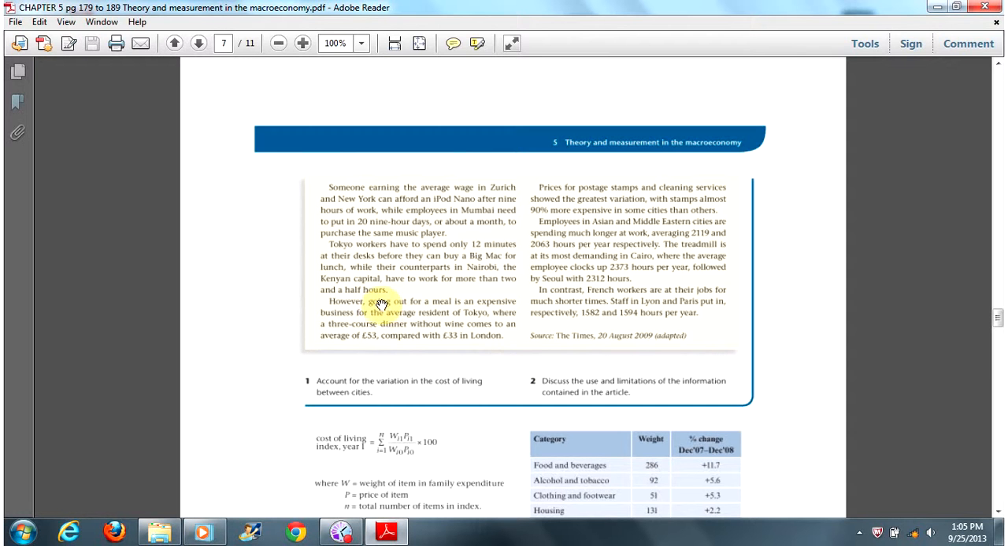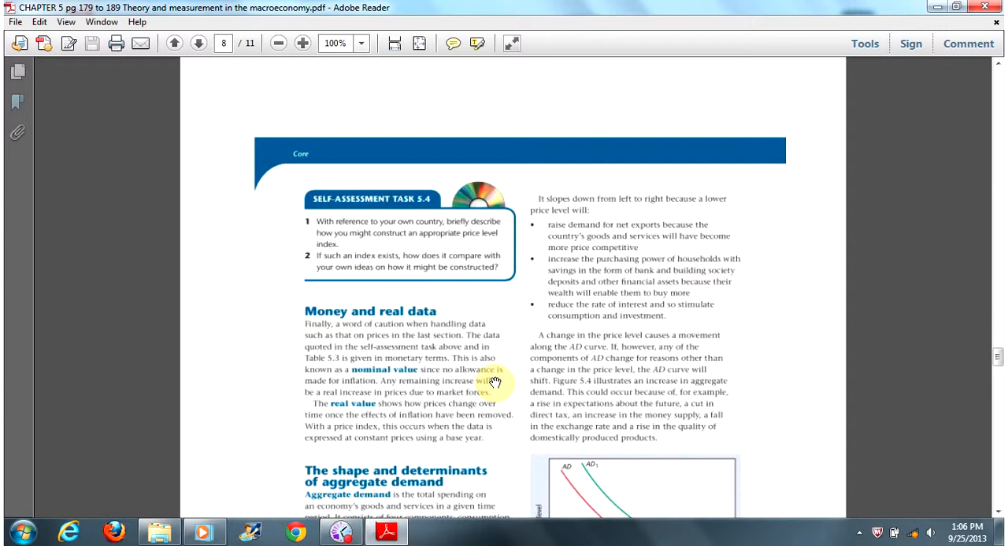Number 1. Account for the variation in the cost of living between cities. Number 2. Discuss the use and limitations of information contained in this article. Self-assessment Task 5.4. With reference to your own country, briefly describe how you might construct an appropriate price level index. If such an index exists, how does it compare with your own ideas on how it might be constructed?